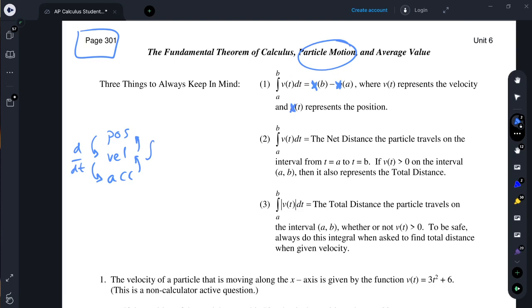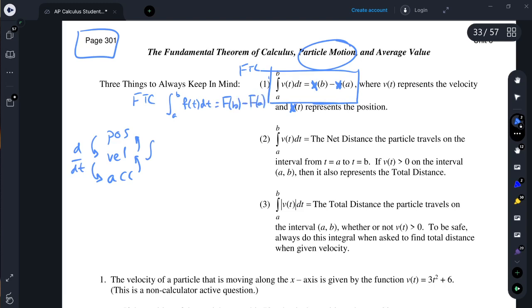So the integral from a to b of v of t dt is equal to the position of b minus the position of a, right? This is the fundamental theorem of calculus. Remember, FTC was basically the integral from a to b of little f of t dt was equal to big F of b minus big F of a, and big F is the integral. Well, if we start at velocity on this table and go up one, we would need to take the integral. And so that's where this formula comes into play.